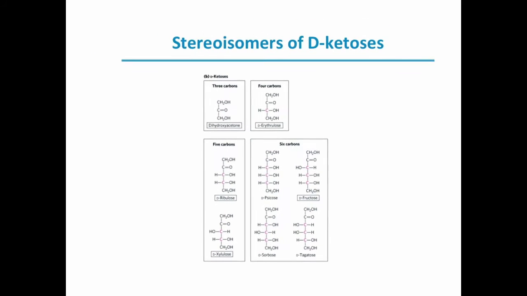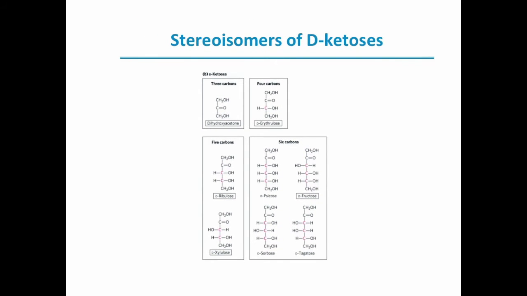And here are some examples of ketoses. So dihydroxyacetone actually doesn't have a chiral center. However, D-erythrulose does. So it has 1 chiral center, so it has a total of 2 stereoisomers. The other one not shown would be the L stereoisomer, its enantiomer.